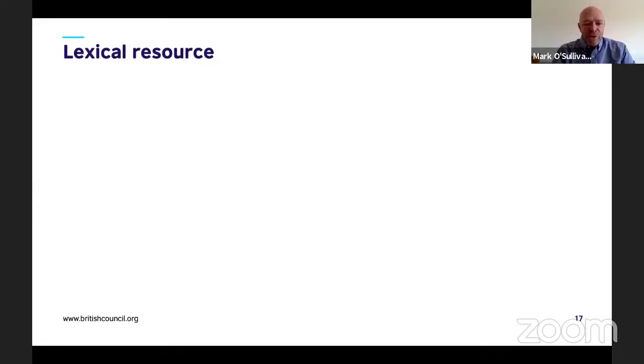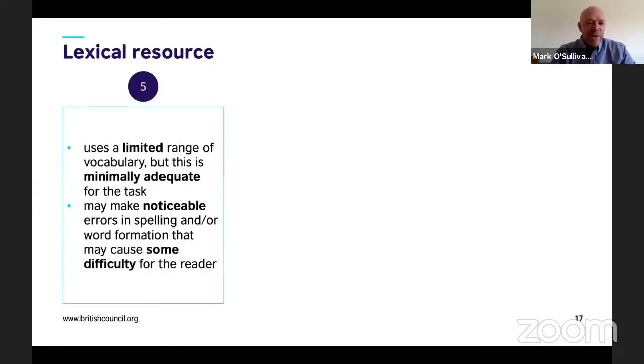So, lexical resource. All right, let's have a look at the first one, Erica. So the first one, candidates have a limited range of vocabulary. Maybe there's just a minimal or adequate use for the task. You know, they get in the main kind of keywords you would expect. They might also have noticeable errors in spelling. Their word formation is kind of not quite there.